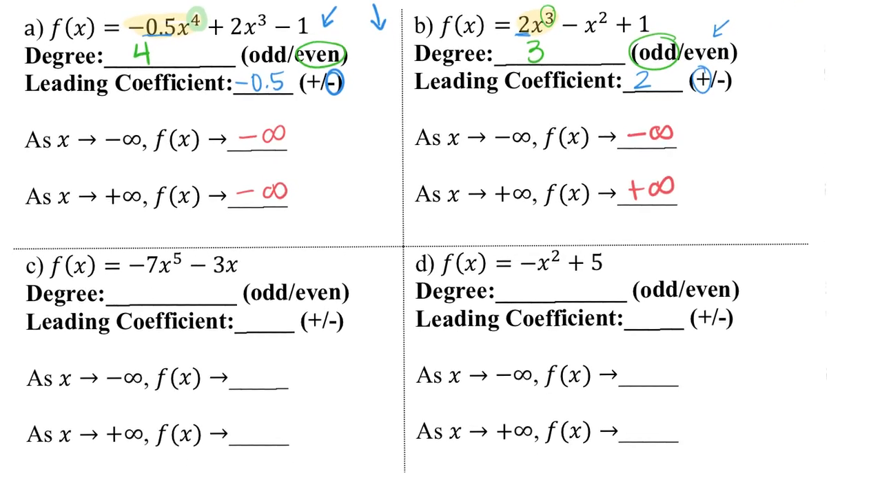Let's try a couple more, and then we'll get to the graphs. Okay, leading term, only the highest degree. Degree 5, which is odd. Odd, it's going to mismatch, one up, one down. The leading coefficient is the negative 7, which means it's negative. If it's negative, negative slope, or down on the right.